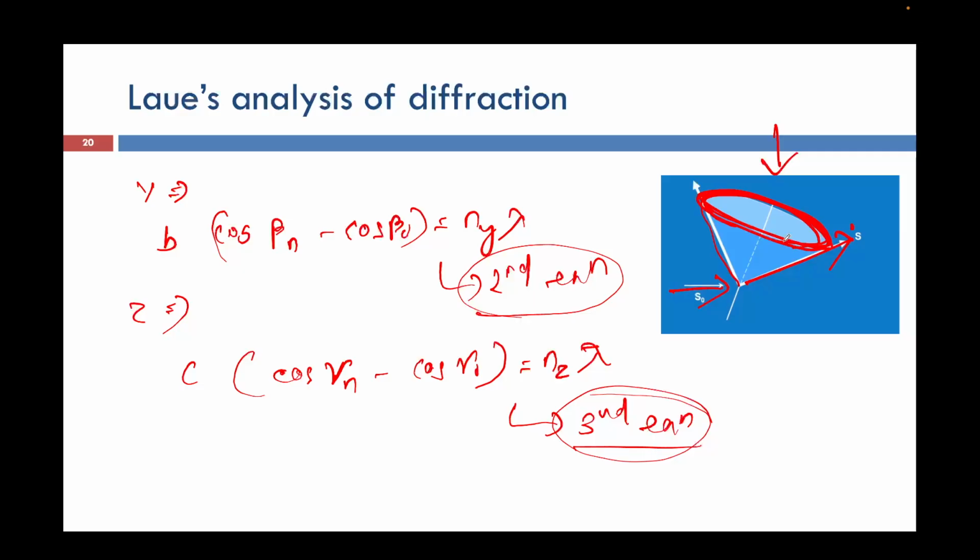These cones are called Laue cones, and when you put a screen, let's say like here, you will get only a ring-like structure. And these rings are called diffraction rings.